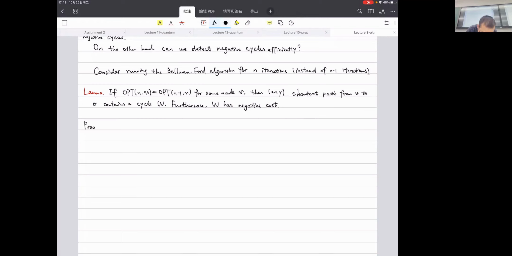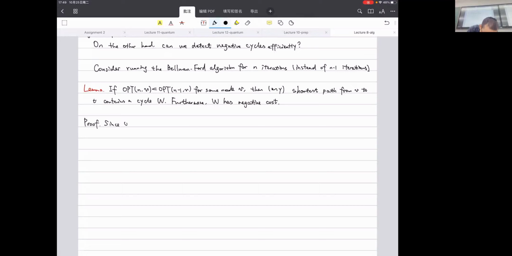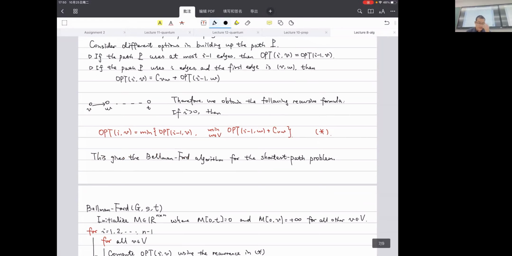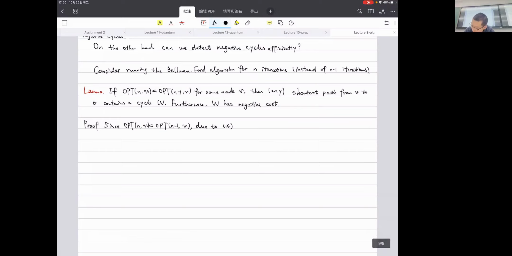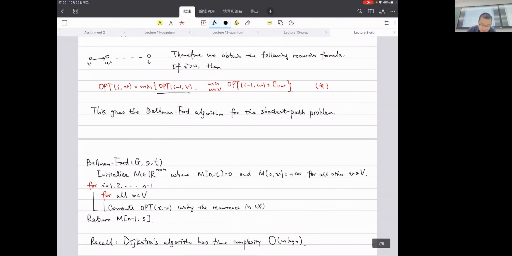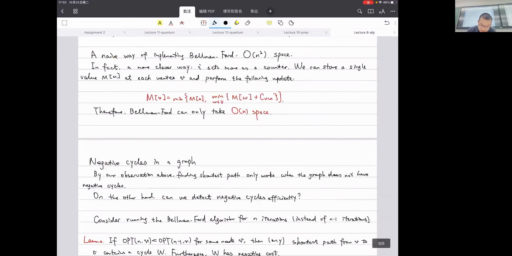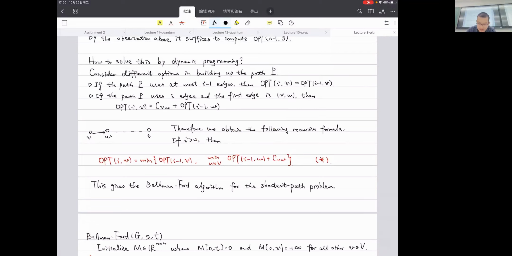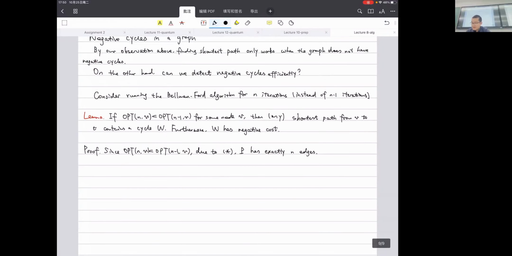So let's prove this lemma. Since OPT(n, V) is smaller than OPT(n minus one, V), due to the star, which is the recursion for the Bellman-Ford algorithm and quite intuitively the dynamic programming idea here, we know that P has exactly n edges. In the star, we take the minimum of the previous iteration and the others, and here it is strictly smaller than the previous iteration. If P used at most n minus one edges, OPT would equal the previous iteration. So the current P has exactly n edges.